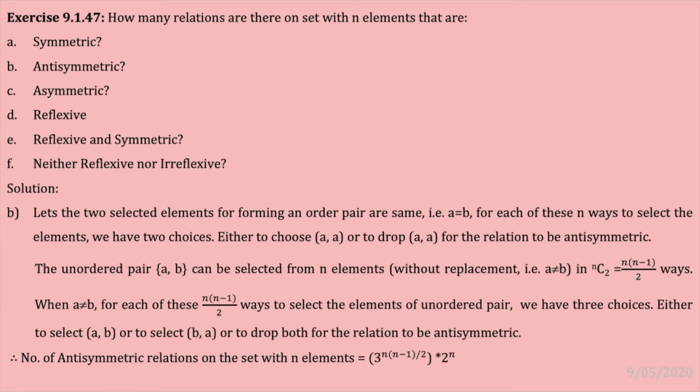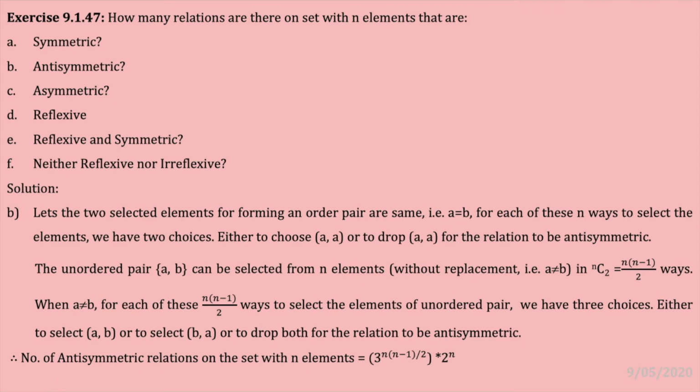Let us now see how many antisymmetric relations are possible over the set with n elements. Let us first select ordered pairs of nature AA, where an element of the set is related to itself. Because there are n elements in the set, there are n such ordered pairs possible in the relation. Now we want our relation to be antisymmetric, so there is no restriction regarding including such ordered pairs of nature AA in the relation or dropping such ordered pairs out of the relation. So for each of such n ordered pairs we have two choices. Either we can select it or we can drop it.